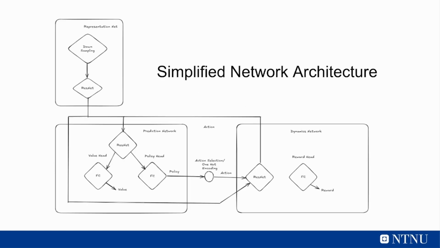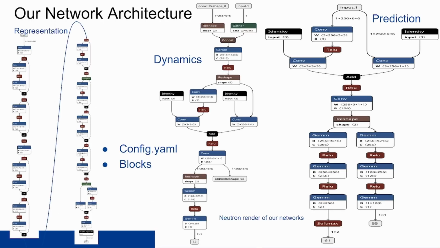Here's a simplified network architecture of all of our networks in our project. For example, here you have the representation net, the prediction net, and the dynamics net, and how they work together, and how we get the reward from them, and all of the building blocks inside them. Very simplified. So these are the actual network architectures. As you see here, they're quite large and complex, using residual blocks with skip connections, convolution layers and pooling layers. We have created a configuration system that makes it easy to change the different networks.